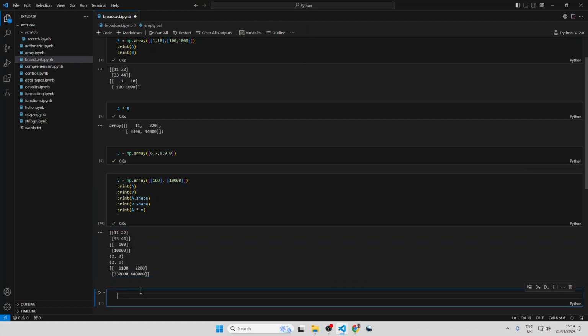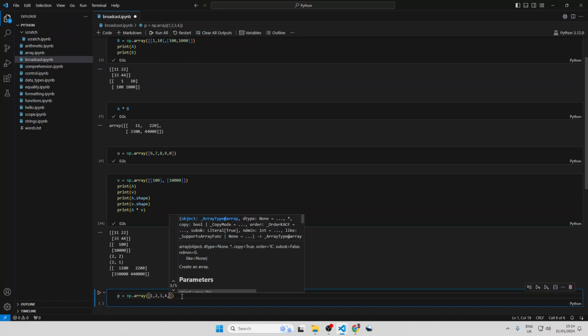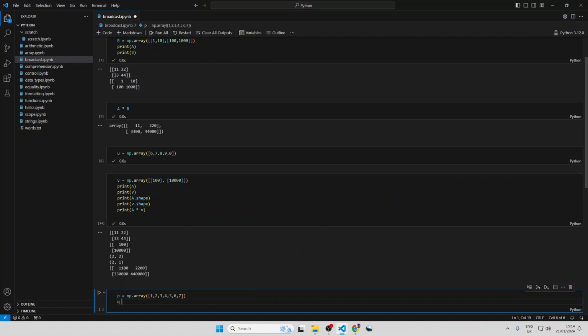And here's another example. Let's make a row vector. And now we want to make a column vector. Okay, well, let's make another row vector first.